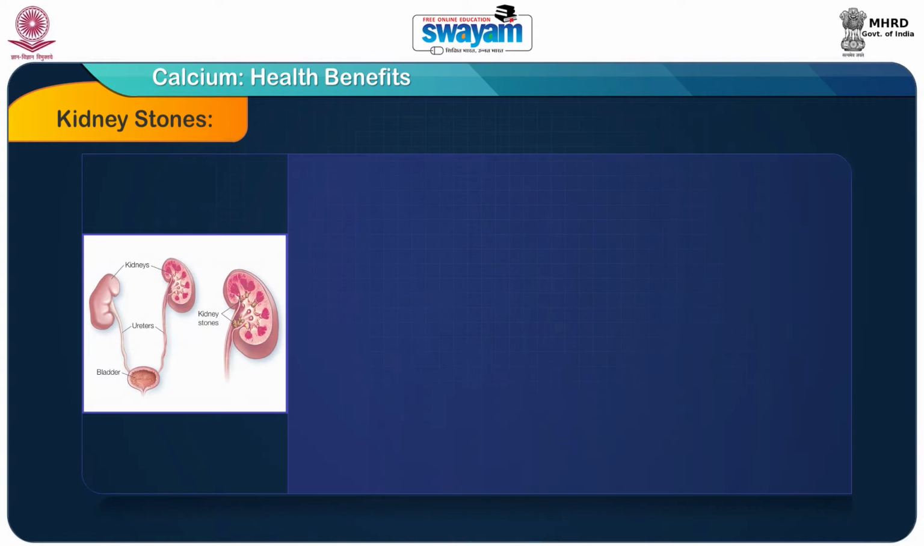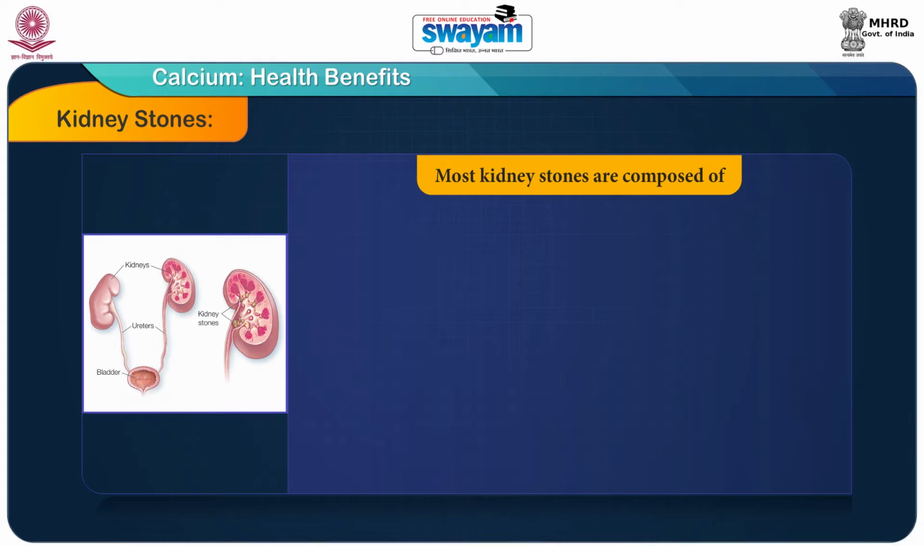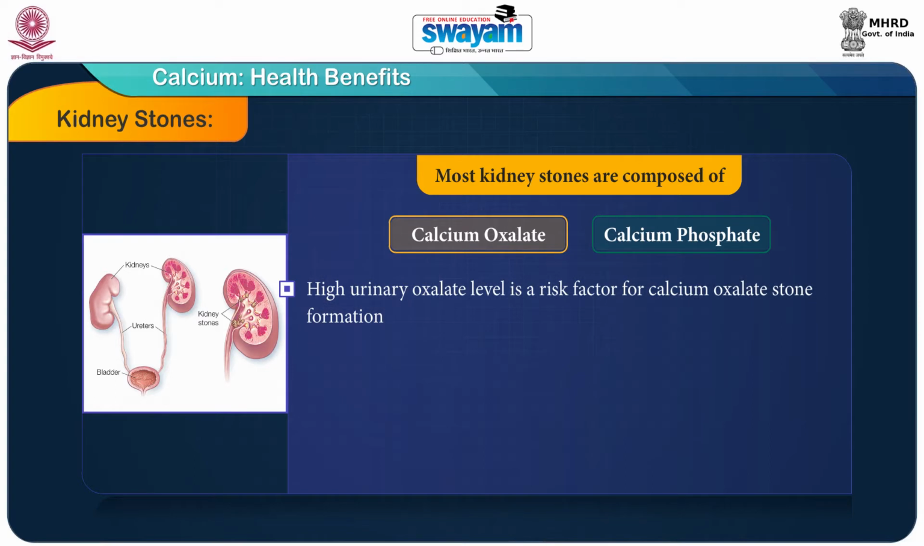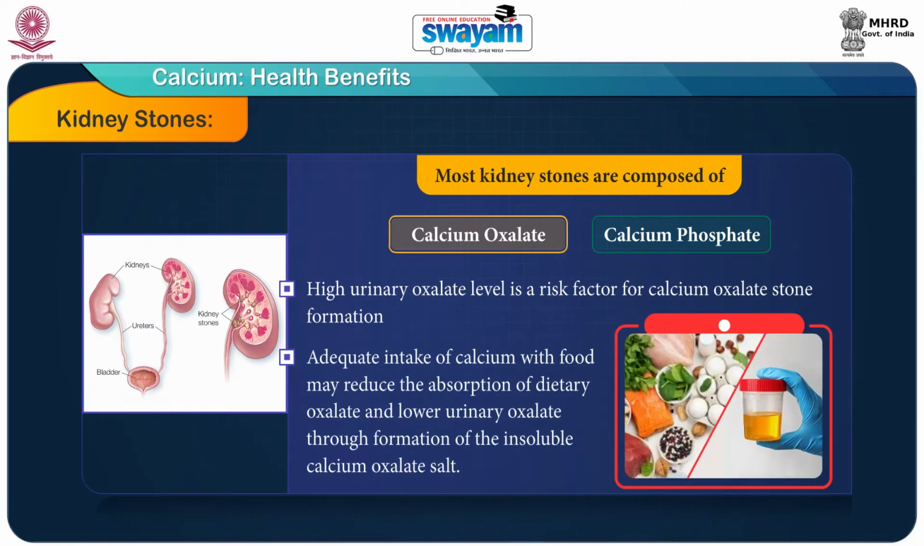Now, the first one is the relation of calcium and kidney stones. Most kidney stones are composed of calcium oxalate or calcium phosphate. High urinary oxalate level is a risk factor for calcium oxalate stone formation. Adequate intake of calcium with food may reduce the absorption of dietary oxalate and lower urinary oxalate through the formation of insoluble calcium oxalate salt, thereby preventing the formation of calcium oxalate stones in the kidney.